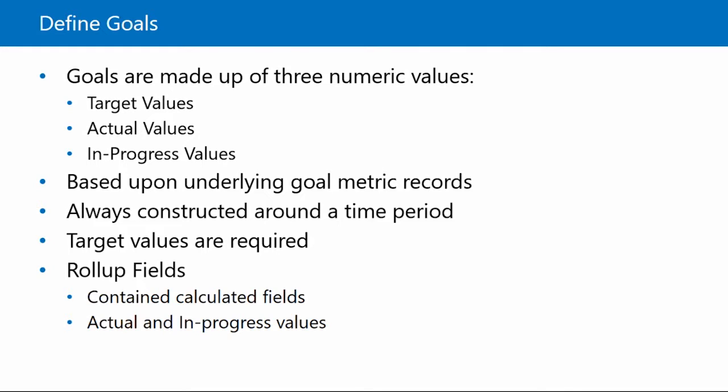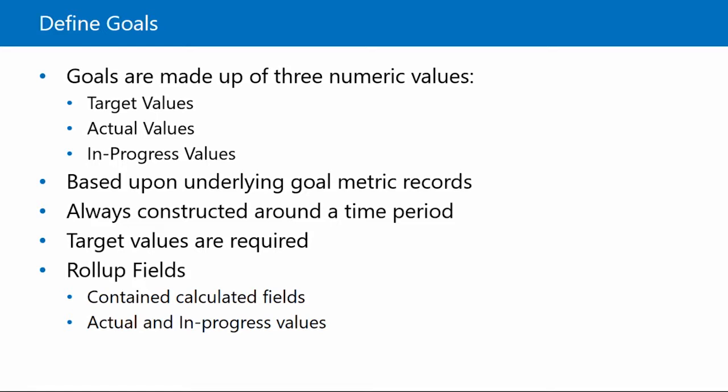And then we also have in-progress values. These values are calculated and defined by the in-progress roll-up field, also specified in the underlying goal metrics, or in the potential records that could be counted towards our actual target.